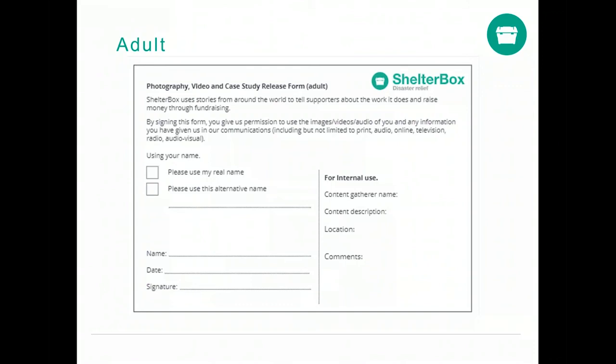And if the beneficiary wants to use an alternative name, then they're very welcome to, and there's a space for that on the form. And if that's the case, then they don't have to state their real name. They can just use the false one throughout that form.